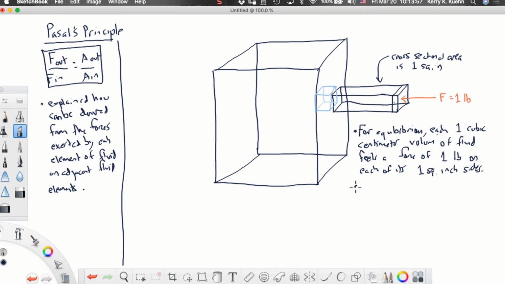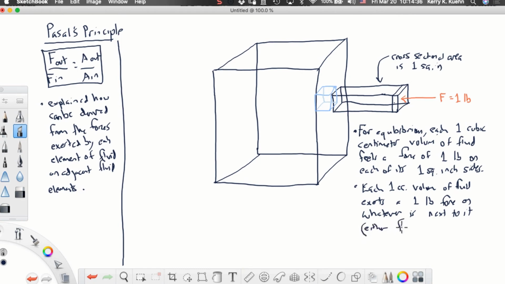Now, you also have to keep in mind that each 1 cubic centimeter volume of fluid exerts a 1 pound force on whatever is adjacent to it, or whatever is next to it. So this little piece of fluid right here, this that I've drawn in blue, is exerting a force of 1 pound on each fluid element that's next to it. This could be either fluid or the walls of the chamber. Okay, so why is this significant?